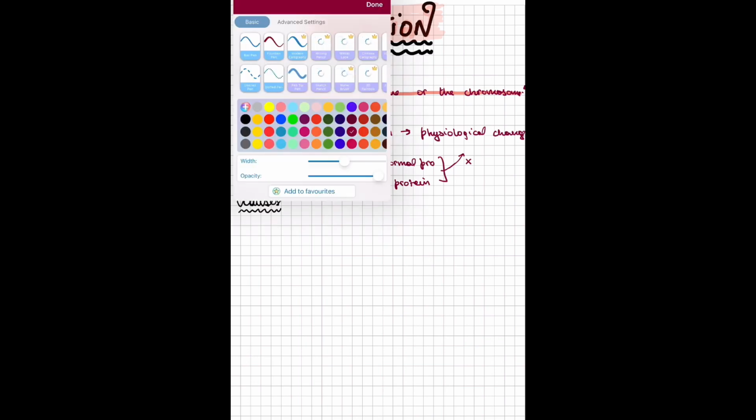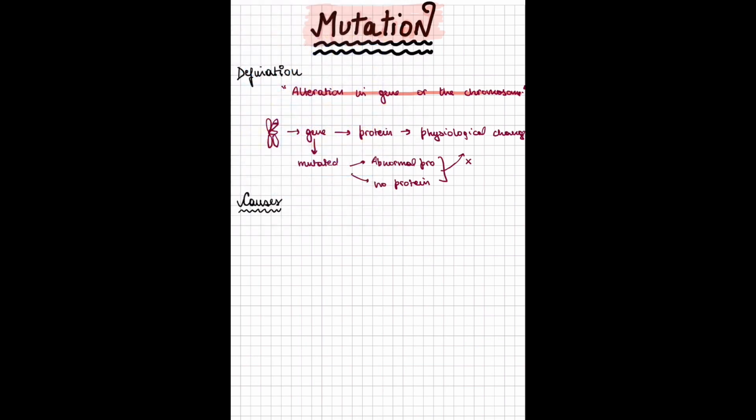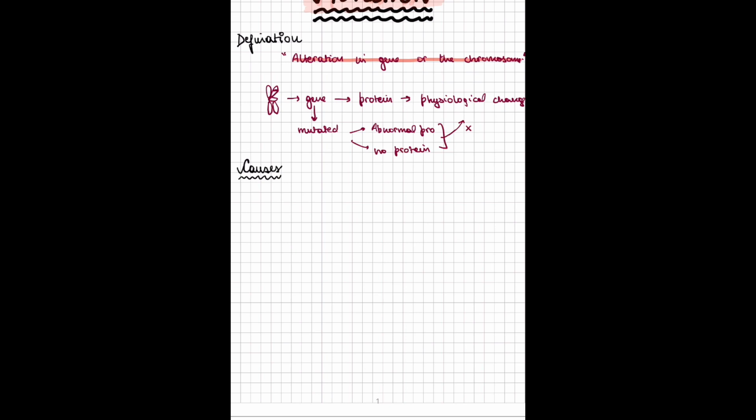Now, talking about the causes of mutation. There are certain physical or chemical agents which can cause mutation. These physical or chemical agents are collectively termed as carcinogens or mutagens.